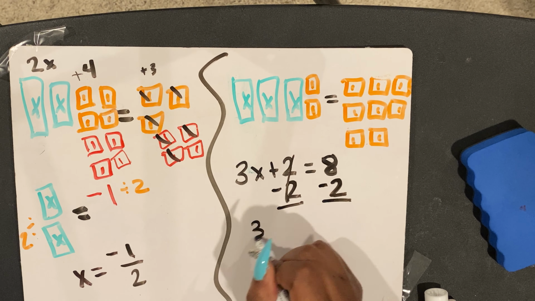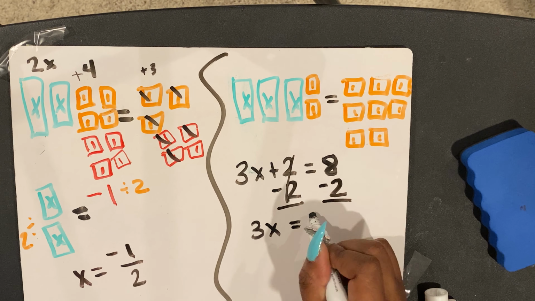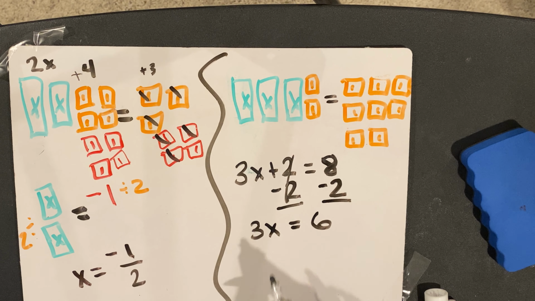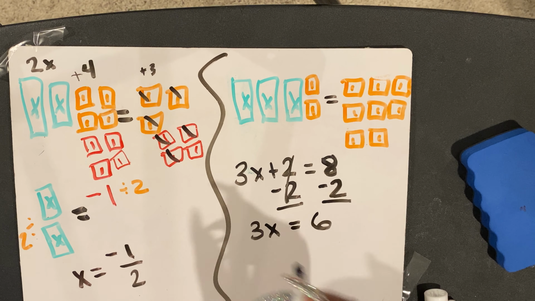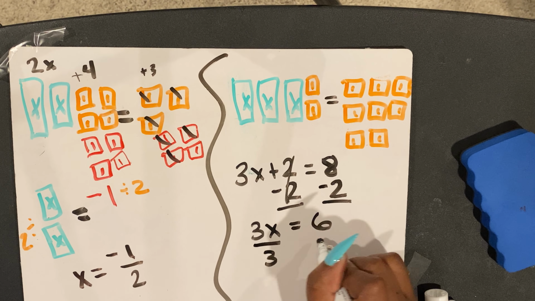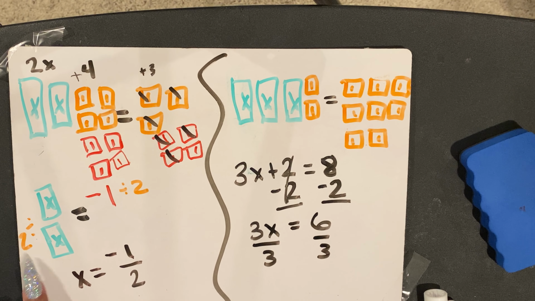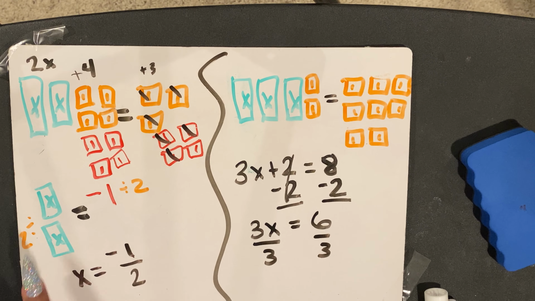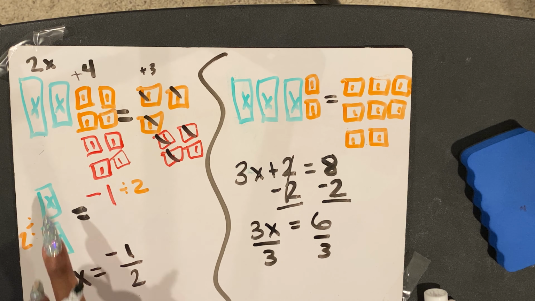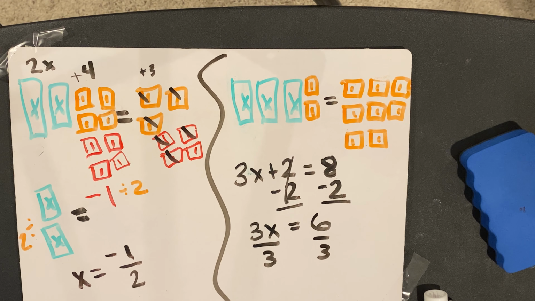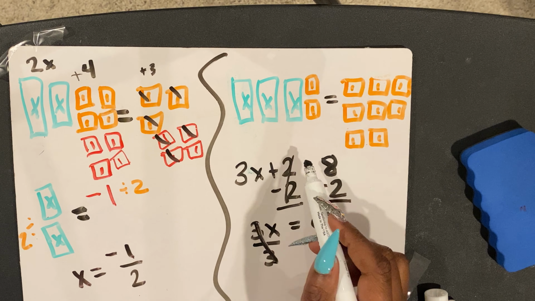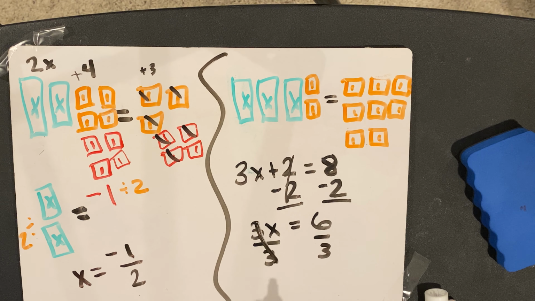Those zero out. I'm left with 3x equals 6. Now I have a one-step equation. I'm going to divide both sides by 3. So remember over here, I said I need to divide both sides by 2 because I have a 2x. So I divide both sides by 2. This is what that looks like when you're writing it out numerically.